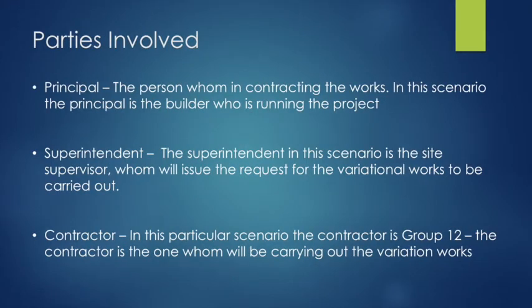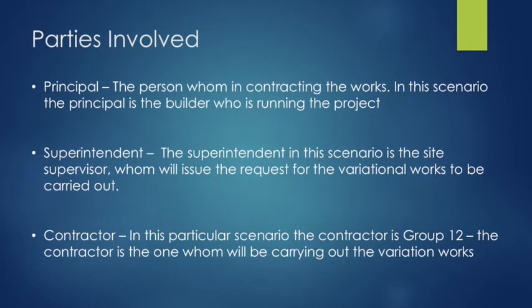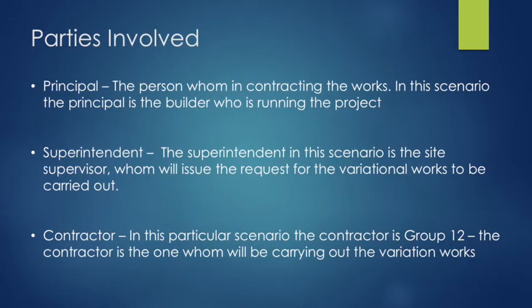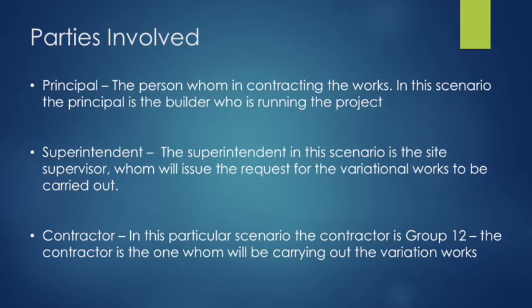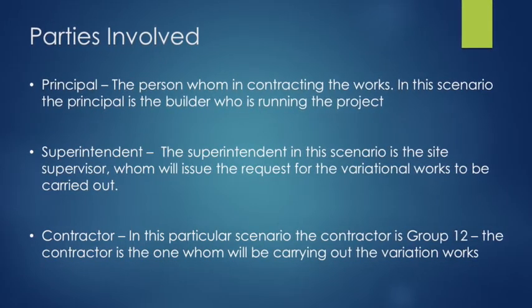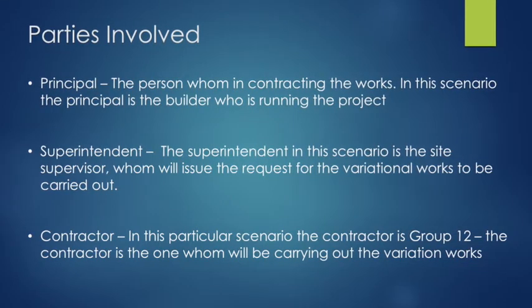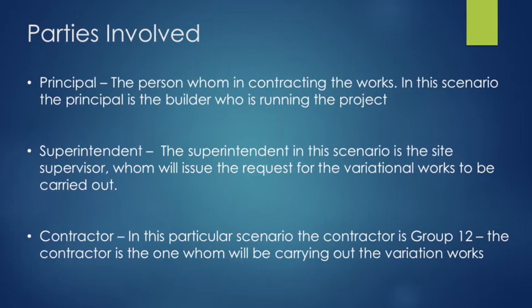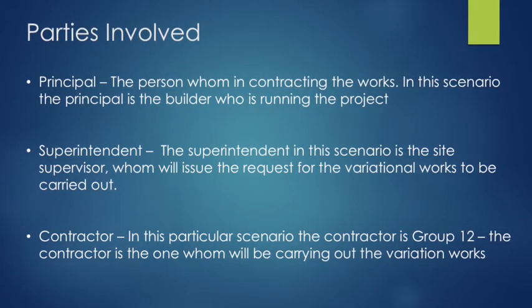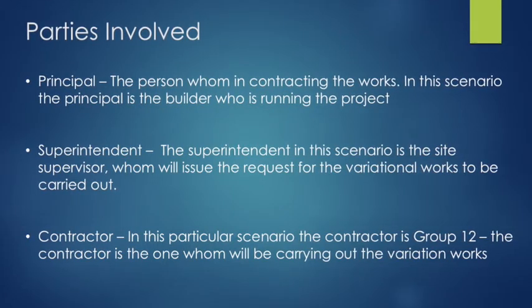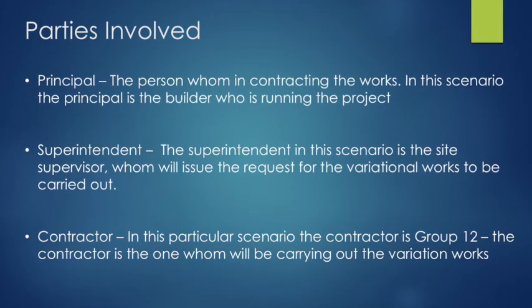The parties that are involved with this variation are the principal, who is the person who is contracting the works. In this scenario, the principal is the builder who is running the project. Superintendent. The superintendent in this scenario is the site supervisor, who will issue the request for the variational works to be carried out. Contractor. In this particular scenario, the contractor is Group 12.